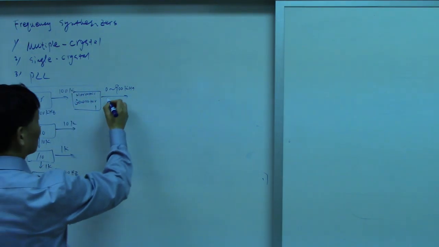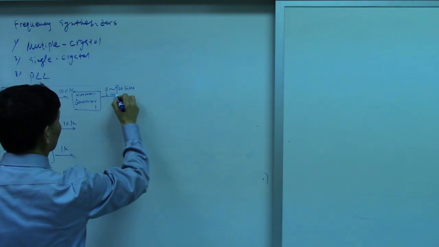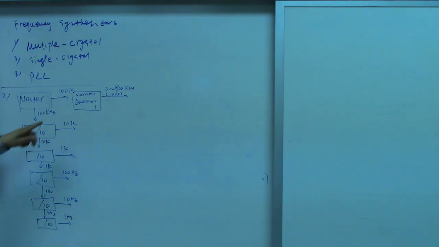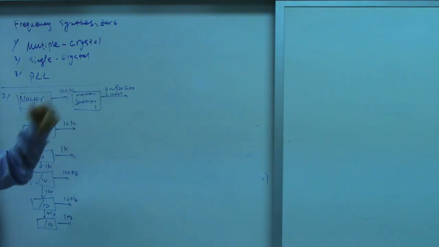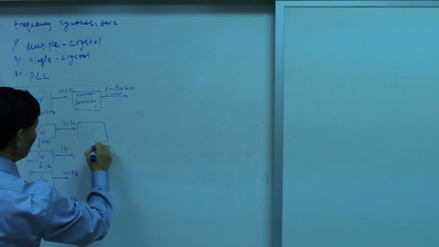And the step is 100K. Because the input equals 100K, so we got 0, 100K, 200K, 300K, all the way to 900K. And the step equals 100K. Then this one, same thing here.